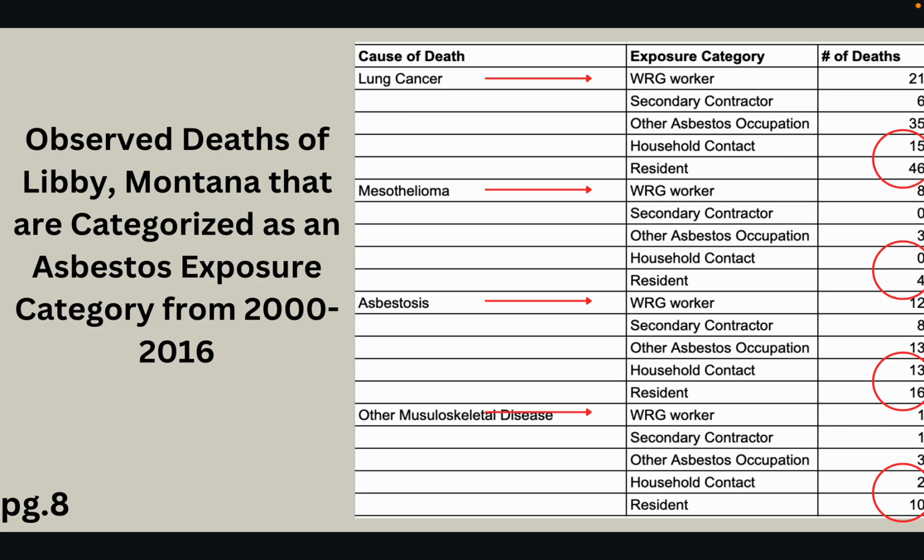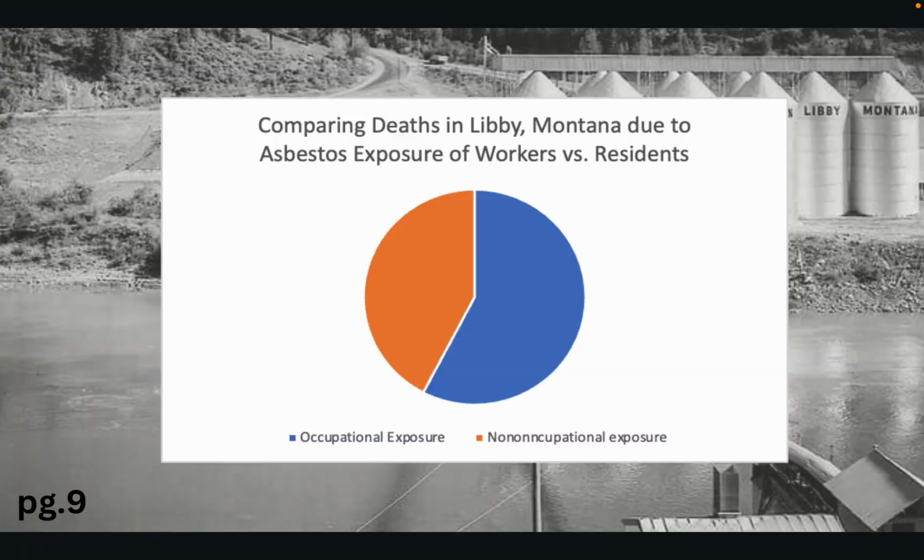This table compares the deaths of workers, residents, and households of asbestos-related diseases. As you can see, while many workers experience asbestos-related illnesses, a great amount of residents and household contacts did as well. This pie chart shows that while workers have higher rates of deaths due to asbestos-related diseases, it was relatively close to the amount of deaths of residents with asbestos-related diseases, with occupational exposure deaths being 64% and non-occupational exposure deaths being 36%. This shows just how toxic the air became from decades of mining.